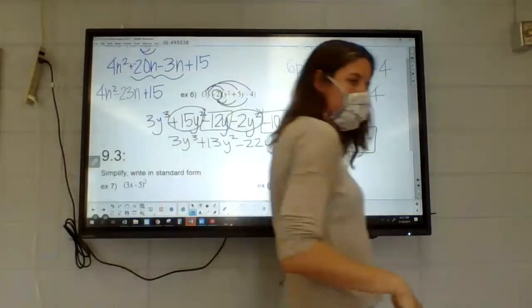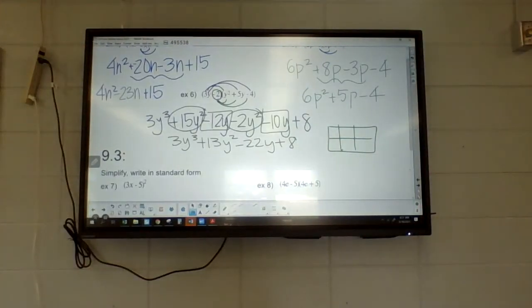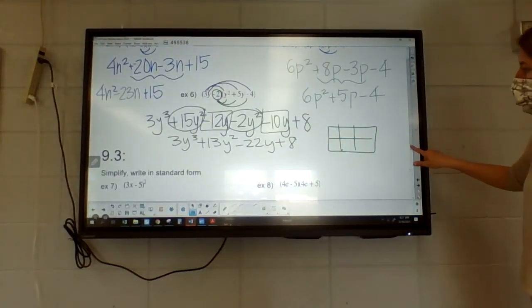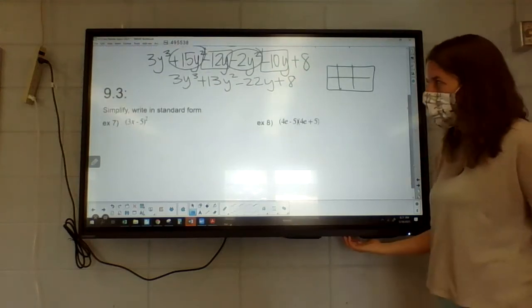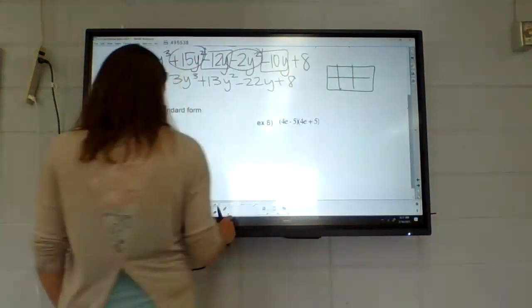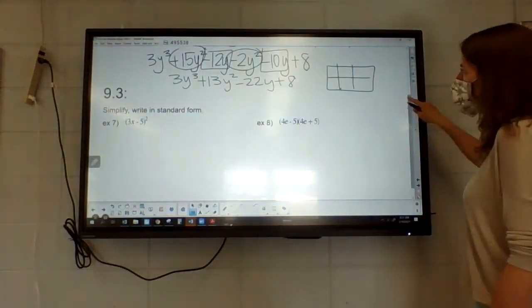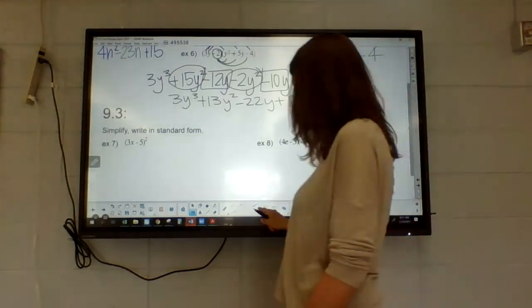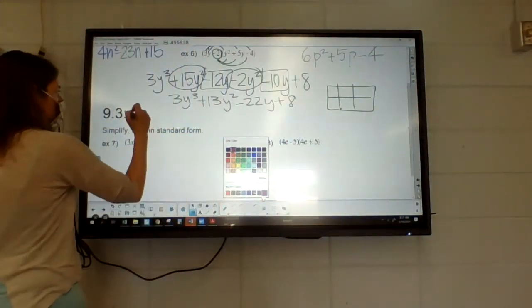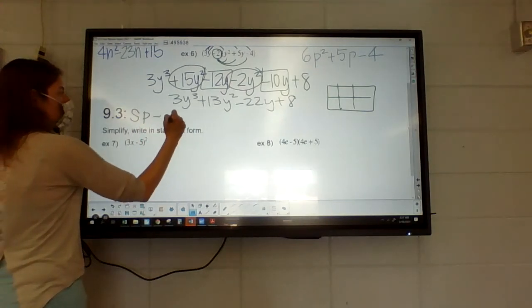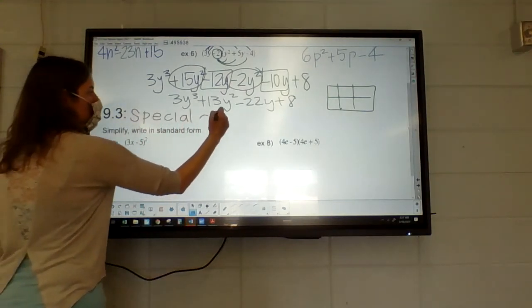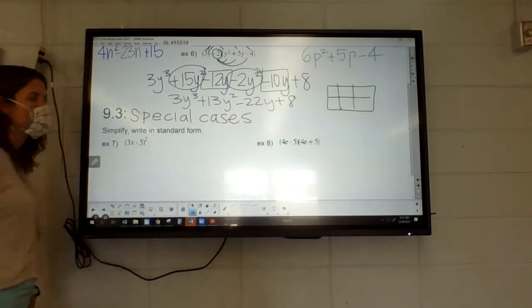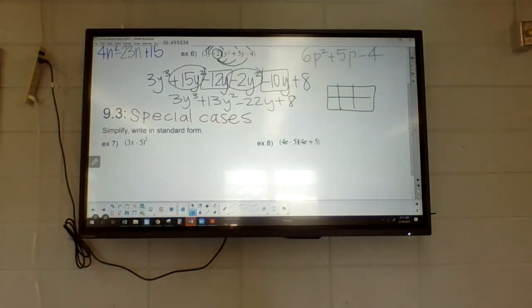And then we'll finish up before we take a break with section 9.3, and that's just special cases. So these are just both kind of the same thing we've been doing. They just happen to be kind of unique. Do you guys remember what's special about number 7? What do we have to remember there? That's probably the one that's most often missed.